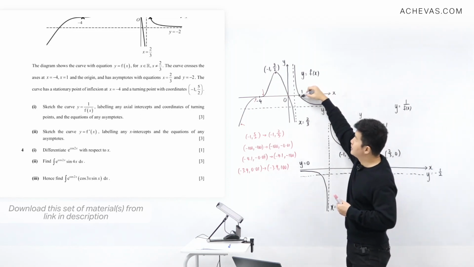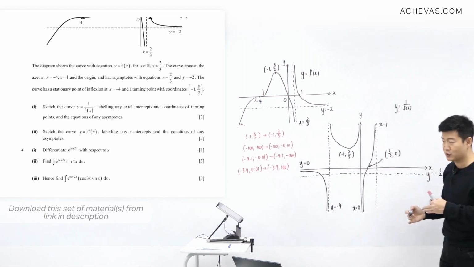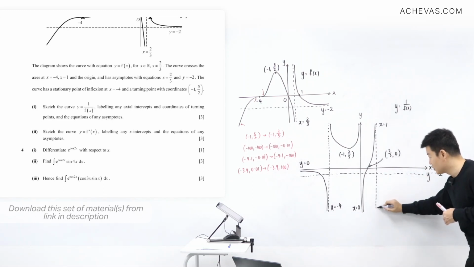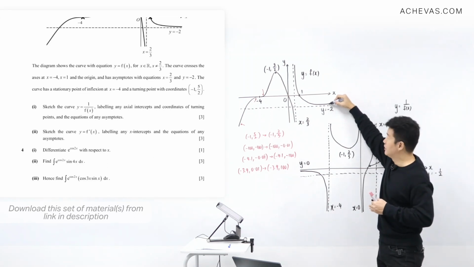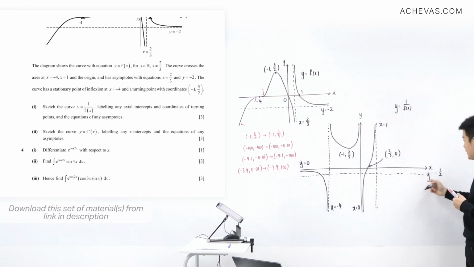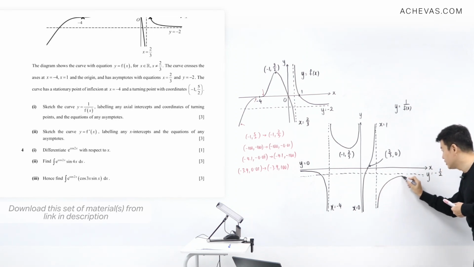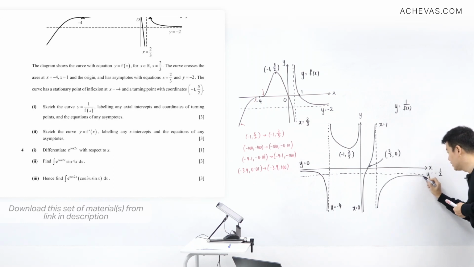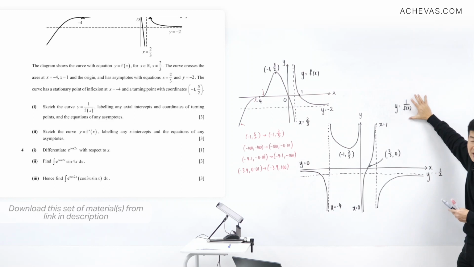Then for this point that is here, the y-coordinate can be -0.01. 1 over -0.01 is going to be -100. So it's going to be somewhere here. A point that is here, the y-coordinate can be like -1.9. And here it is going to be a value that is even smaller than -0.5. So it's going to be somewhere here. So from here, we're going to join to this point that is here. So this will give us the graph of y is equal to 1 over f(x).